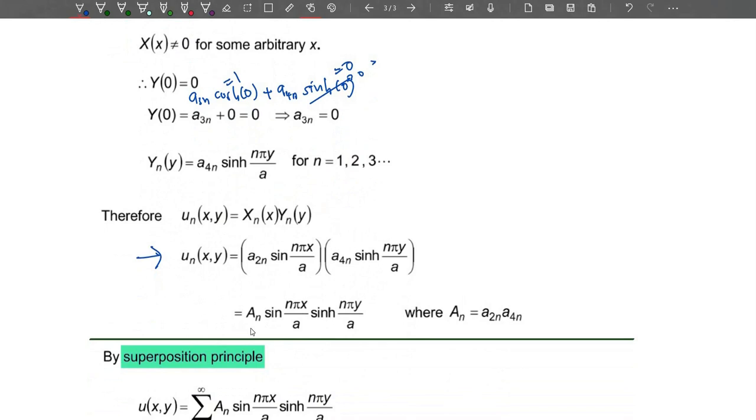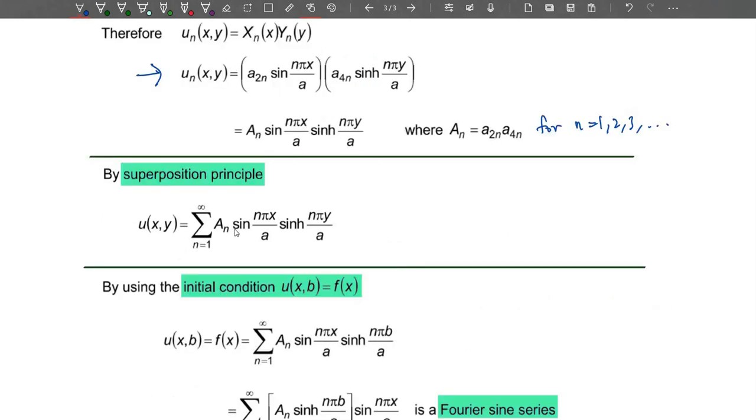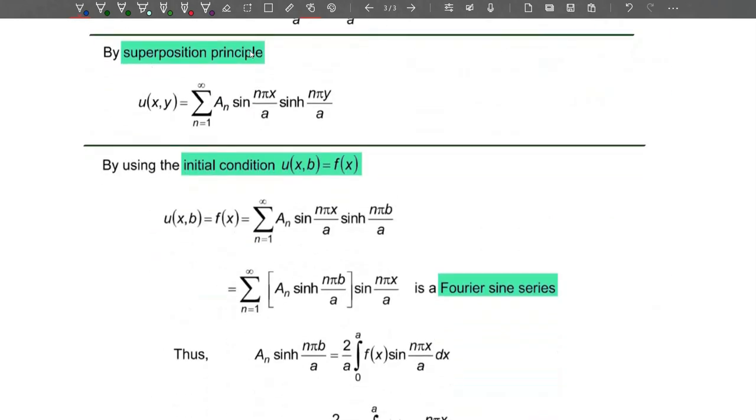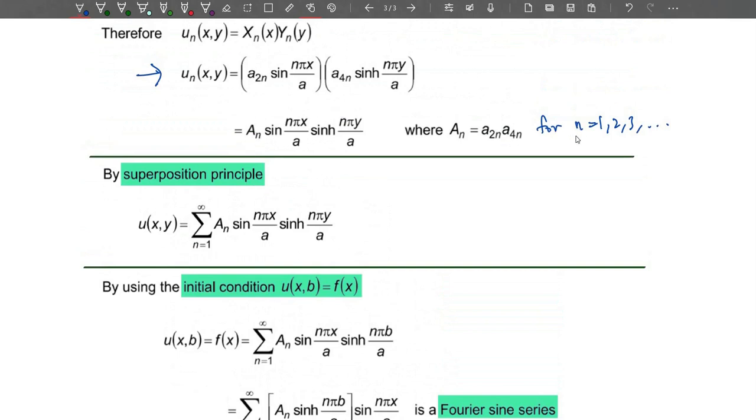Where here we can also substitute it as one constant only, capital letter An, where capital letter An is equal to a2n times a4n, for n equal to 1, 2, 3 until infinity. Using the superposition principle, we will have u(x,y) equal to summation n from 1 to infinity, An sin n pi x over a sinh n pi y over a. That means here, instead of writing for n equal to 1, 2, 3 until infinity, we write it in terms of summation.